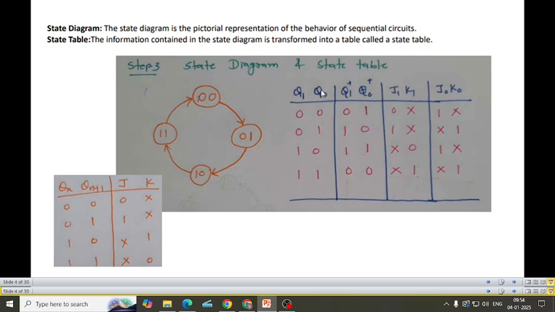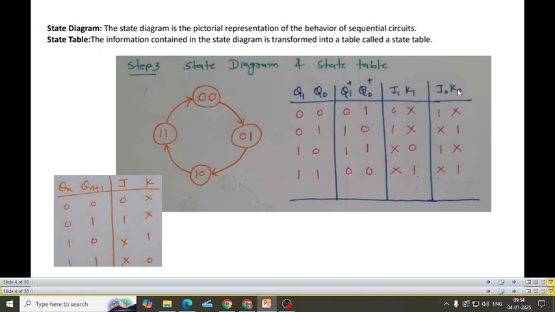Q naught, if present state Q naught is 0, next state Q naught star is 1. Q naught is 0, Q naught star, present state is 0, next state is 1. What is the J and K value? 1 and don't care. So J naught K naught goes for Q naught Q naught star. J1 K1, you look into Q1 Q1 star. Am I clear to you?